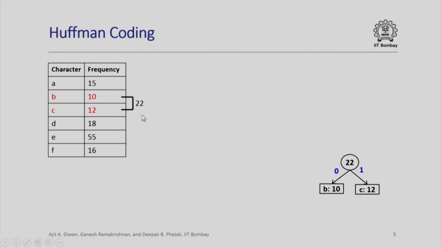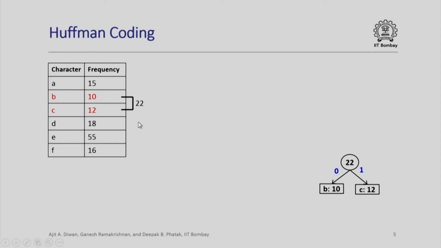We now artificially create a tree structure where we put the value 22 at the top, and the left child of this node represents the character B, which occurs 10 times, and the right child of this node represents the character C, which occurs 12 times. Please note that this node does not have any particular character because it represents the frequency of occurrence of both the child characters together. We can proceed exactly in this fashion.